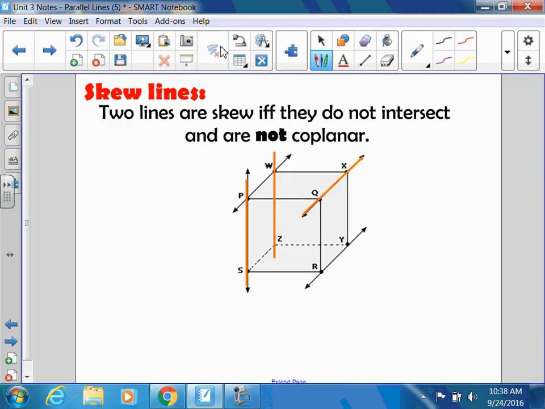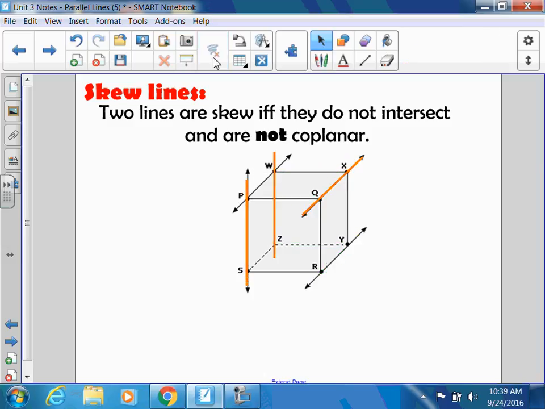So let's just focus on PS right now. What would be skew to PS? That would be XQ. The lines that are skew to PS, I'm going to have in green right here. So that's XQ. What else is skew to PS? RY. Also, we have skew to PS is WX and ZY. So all four of those lines in green that I've shaded in are all skew to PS.